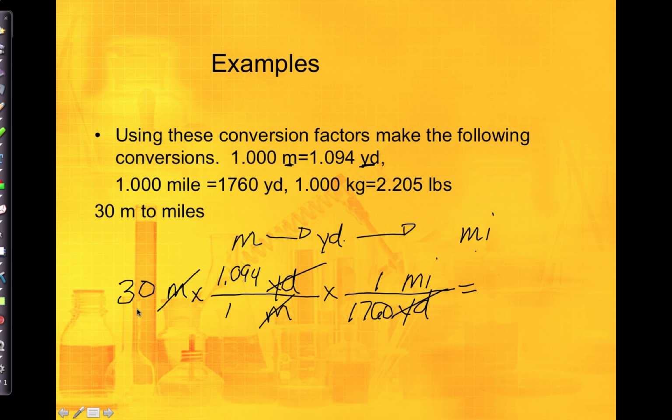Alright, so 30 times 1.094 times 1 would give me 32.82. 1 times 1760 would give me this. So now divide at the end. So take all your top numbers, multiply them together, take all your bottom numbers, multiply them together, and then divide at the end. So you should get 0.0186 miles. Do not forget the units.